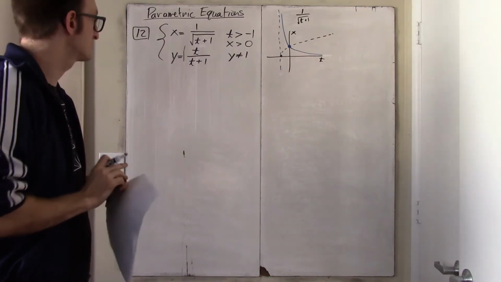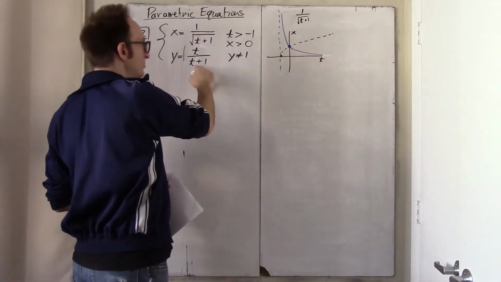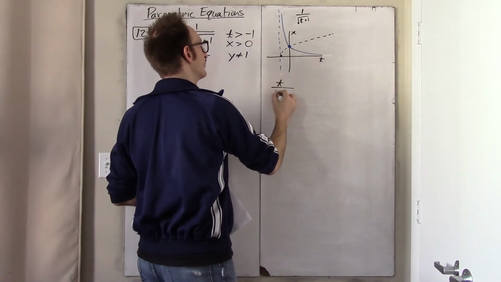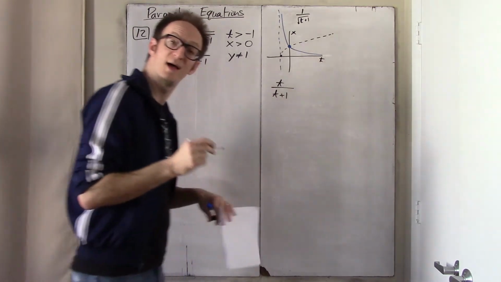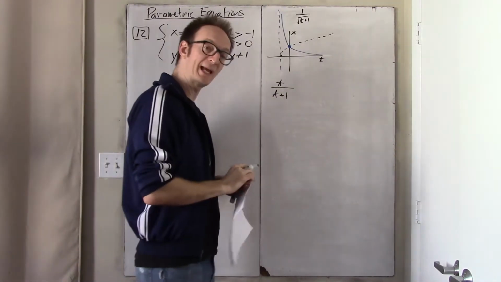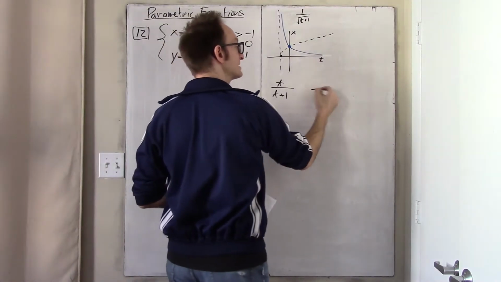Okay, what about y versus t? That's also maybe a little bit hard, right? What should I make of t over t plus 1? Well, to be honest, that's a rational function. And so we should treat it like any other rational function. For example, one thing we might do with this is make a sign chart.